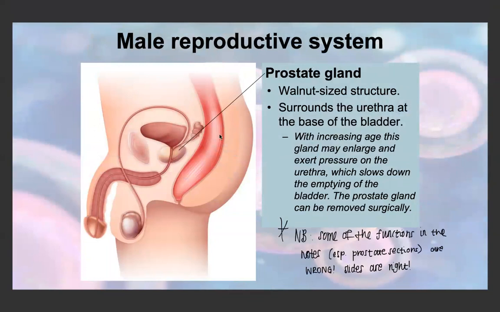If we then look at some of the glands, we have the prostate gland located below the bladder. It's about walnut sized, and we often hear something called prostate cancer, which happens when this prostate gland gets infected with cancerous cells. So as a male ages, this gland can enlarge and it can exert pressure on the urethra, which slows down emptying of the bladder, and the prostate gland can be removed surgically.